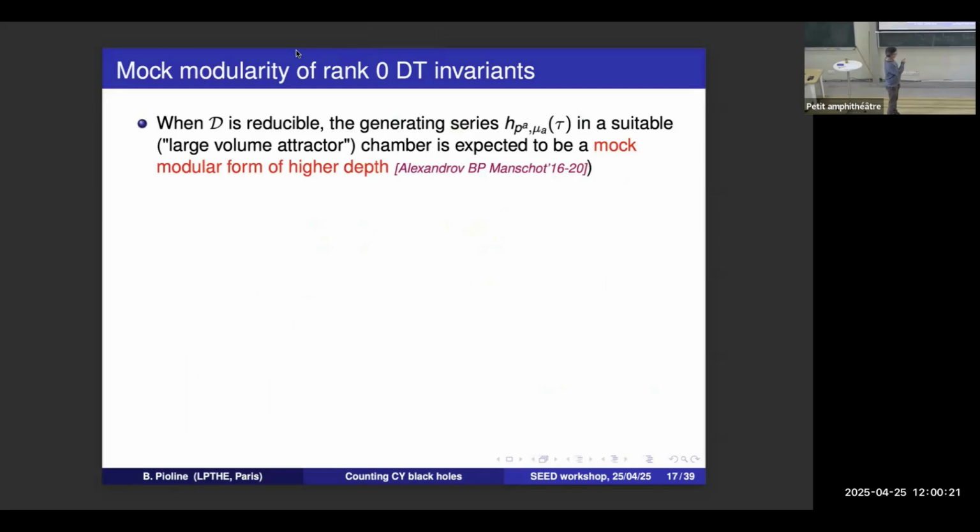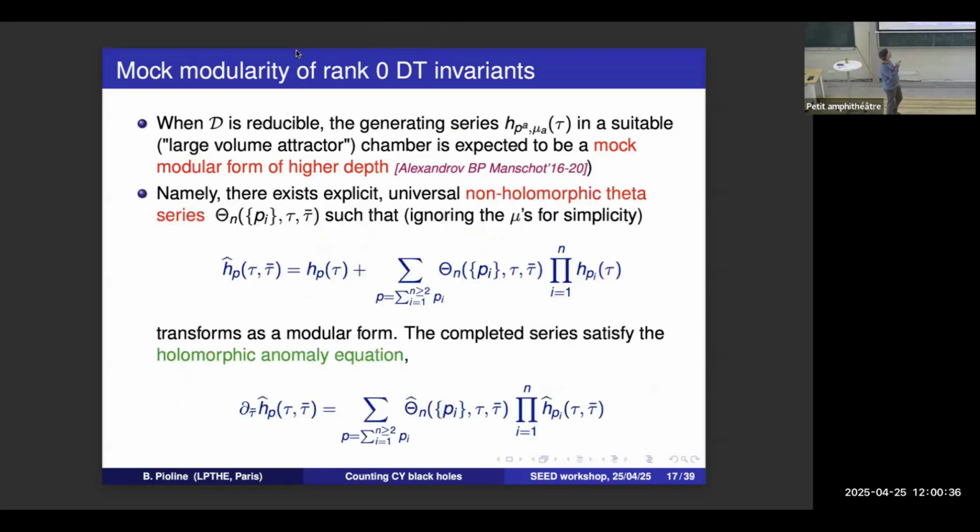Well, it's not that simple in general, because when this divisor can be written as the sum of pieces, basically the D4 brane can split into bound states of D4 branes of lower charge. And so the result from that sequence of papers with Sergey and Boris was that there is a very explicit, so what you get are instead vector valued mock modular forms.